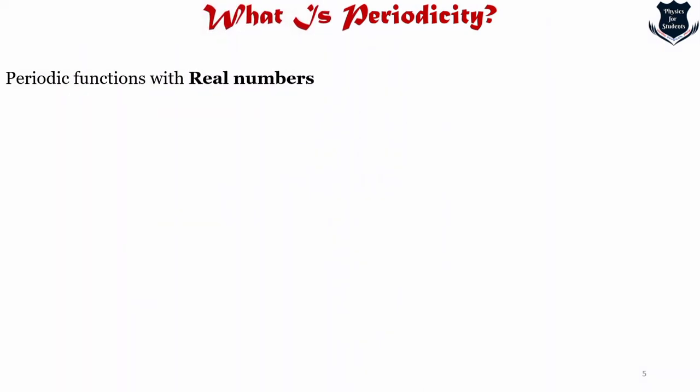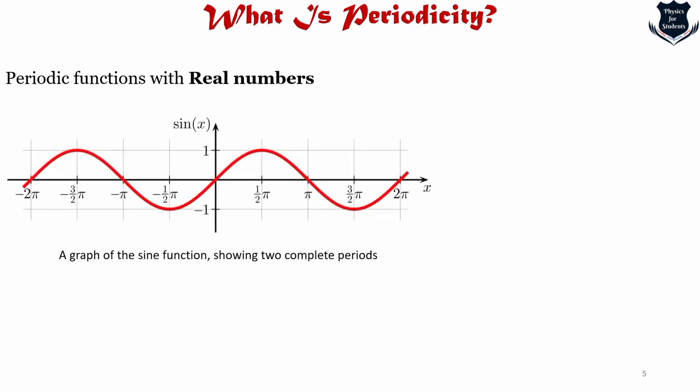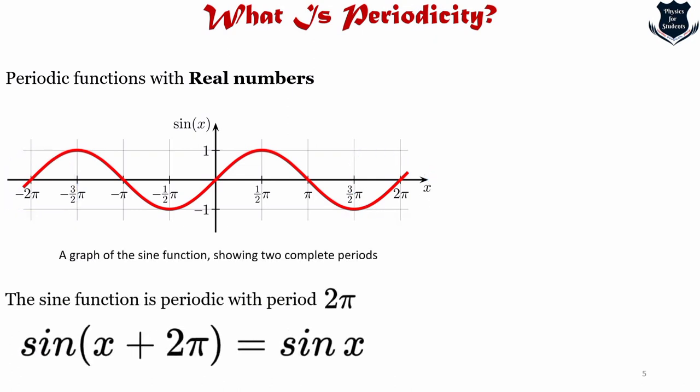Because we want to know about periodic functions on complex numbers, let us first define and see what a periodic function on real numbers is. Let us see an illustration. It is a graph of a sine function showing two complete periods. It starts at minus 2 pi and ends at plus 2 pi. The two blue lines are there to help you understand these two completed periods. The sine function has period 2 pi, since sine of x plus 2 pi equals sine of x for all values of x. So the function repeats at intervals of length 2 pi, which I have just shown you.